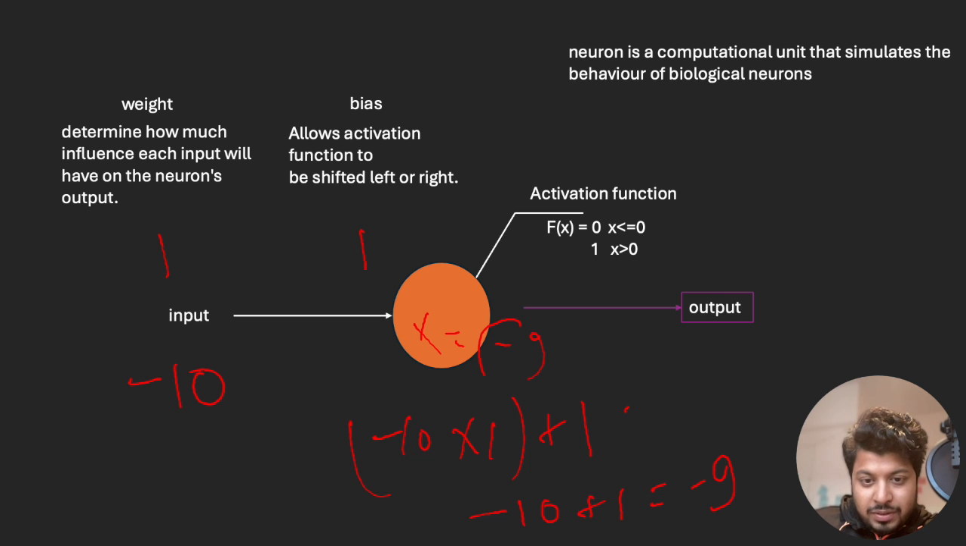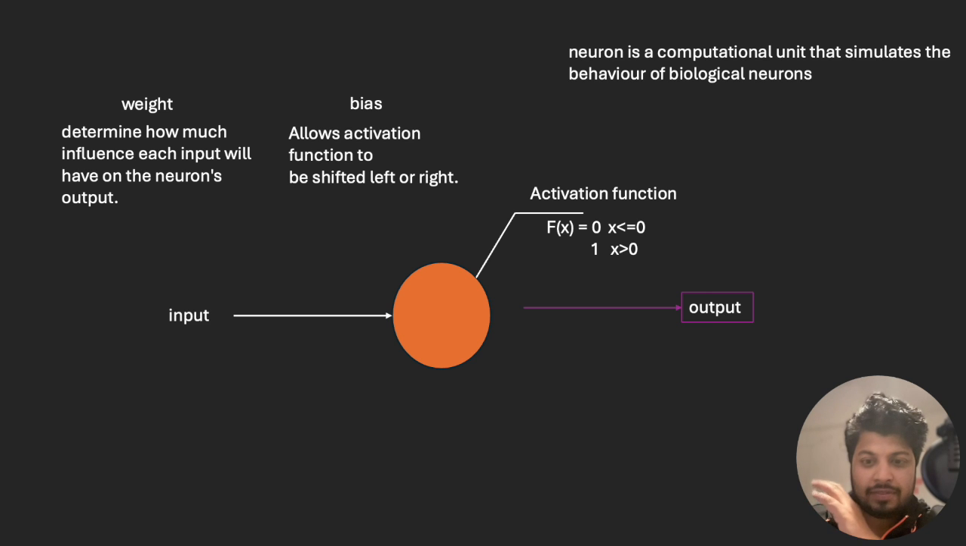Now on top of this minus 9, we will apply the activation function. So f of x is less than or equal to 0, so our output here would be 0. That means this neuron is not activated at all. Very simple to understand.